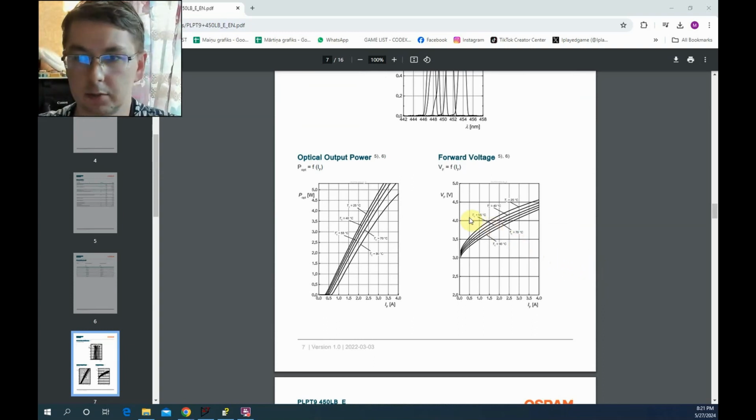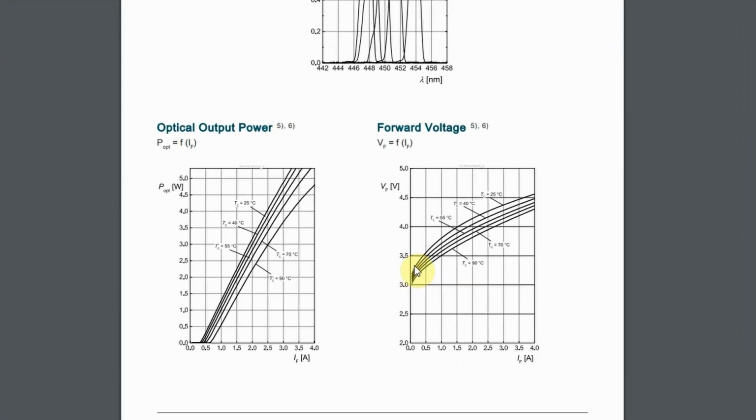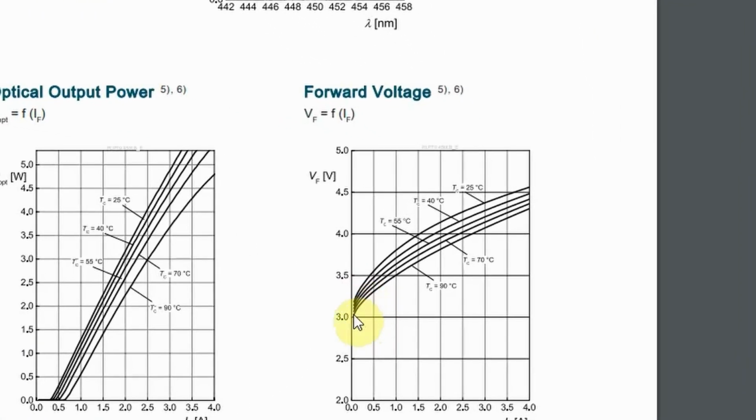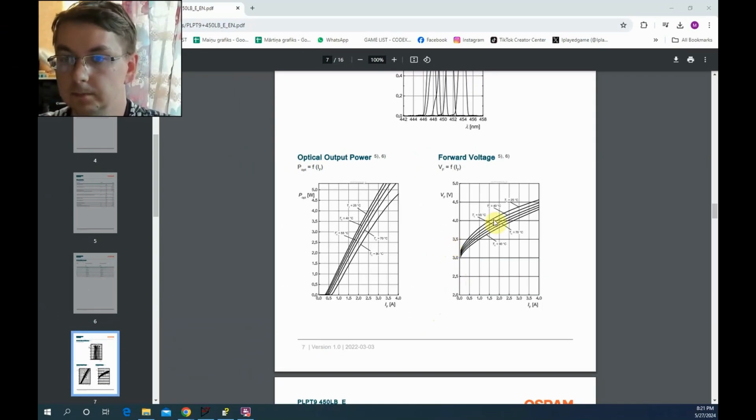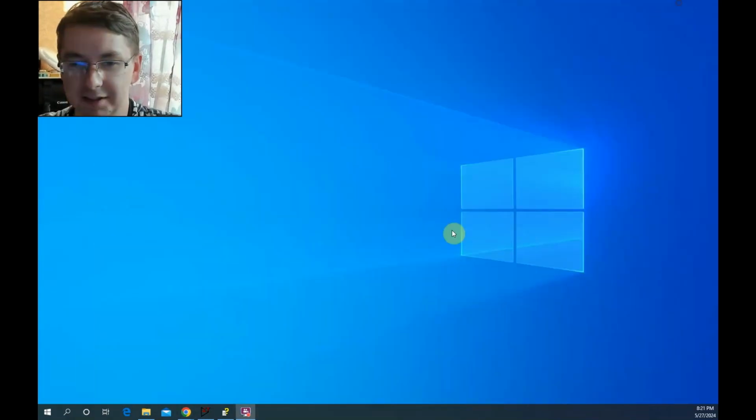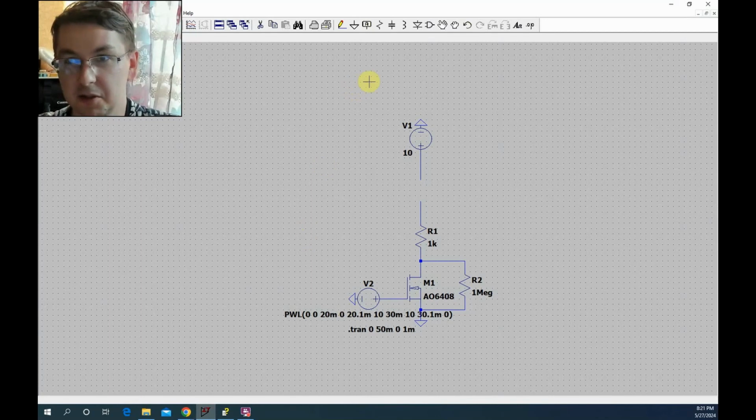What I actually wanted to say is that the standard forward voltage drop for diodes is 0.7 volts, and for laser diodes, at least for this one, the forward voltage drop starts from 3 volts and then goes up, depending on how much current flows and so on. So that was the problem, and my question was how to solve that.